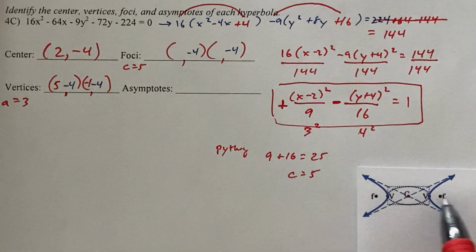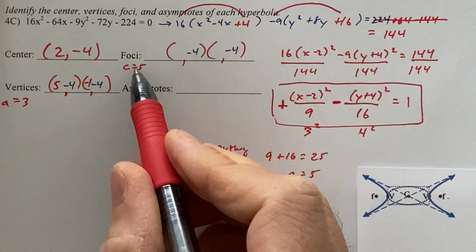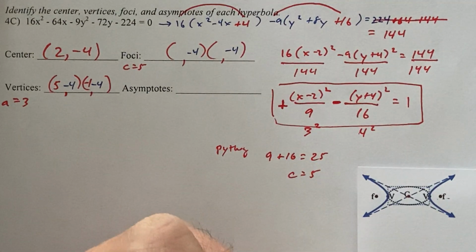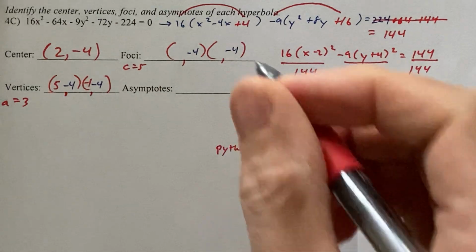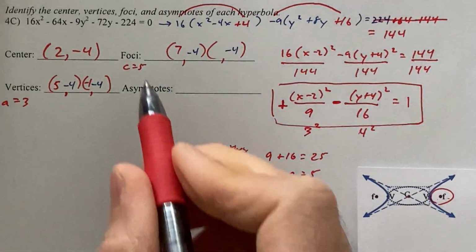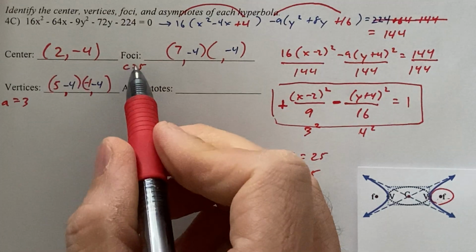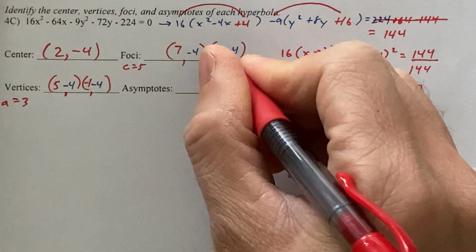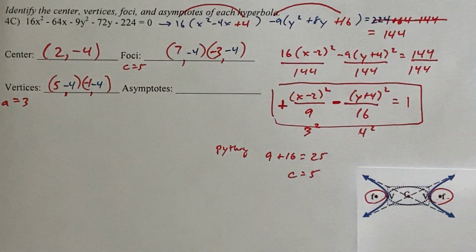Then for the foci, which are further out, I had to add and subtract 5, move 5 to the right and left. So 2 plus 5 to the right gives me 7, negative 4. That gives me this guy. If I move 5 spaces to the left, 2 minus 5, which gives me negative 3. That gives me the location of this one, okay?